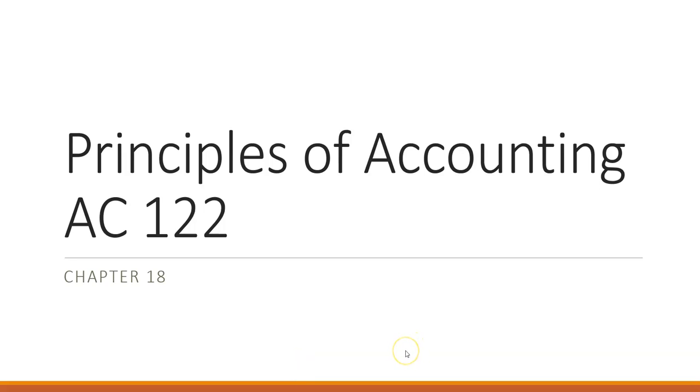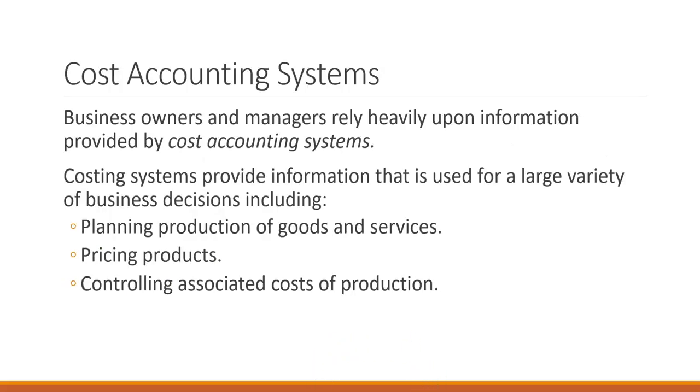Chapter 18 for Principles of Accounting 2. In Chapter 18, we introduced process costing. In Chapter 17, we talked about job costing. And now we're going to move over to the other main costing system called process costing.